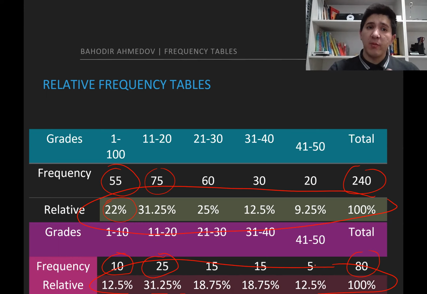Okay, so this is called the relative frequency table. We need relative frequency tables in order to compare two data sets with a different number of data points. And in order to create the relative frequency tables, we need to divide every frequency by the total frequency.